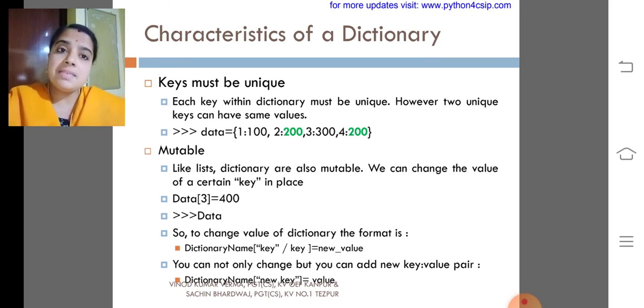Then, keys must be unique. The dictionary is a mutable data type, where keys in the dictionary are immutable data types.